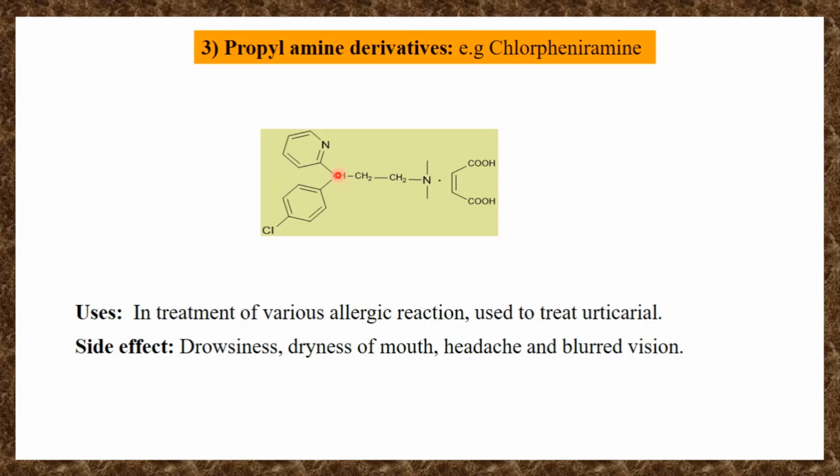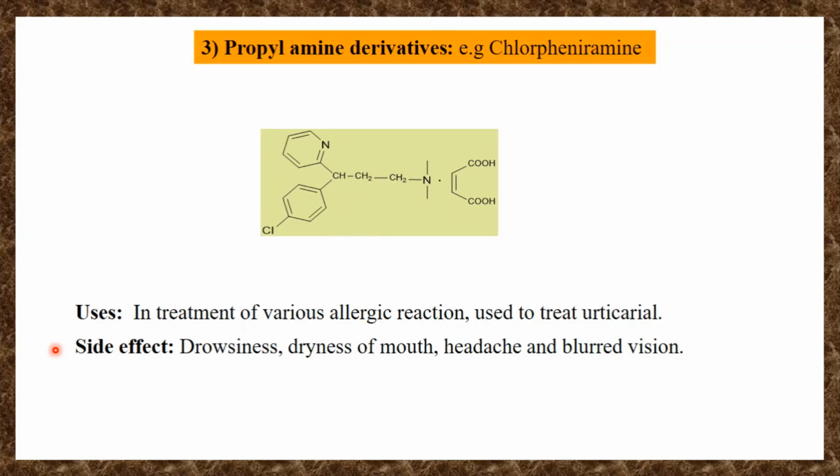This carbon is attached to four different groups: pyridine, chlorobenzene, hydrogen and CH2. So it is optically active, and the dextro isomer having S configuration has higher activity than the R isomer.